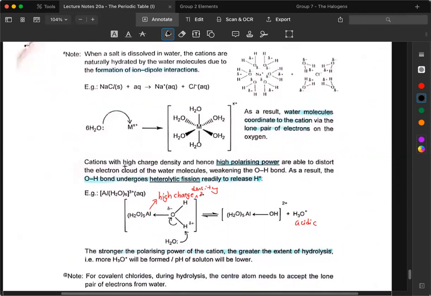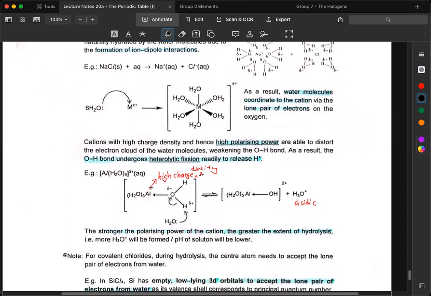The cations with high charge density have high polarising power, and are able to distort the electron cloud of the water molecules more easily, weakening the OH bond. As a result, the OH bond will undergo heterolytic fission readily to release the H+ ion. So, let's say for example, the aluminium aqua complex.